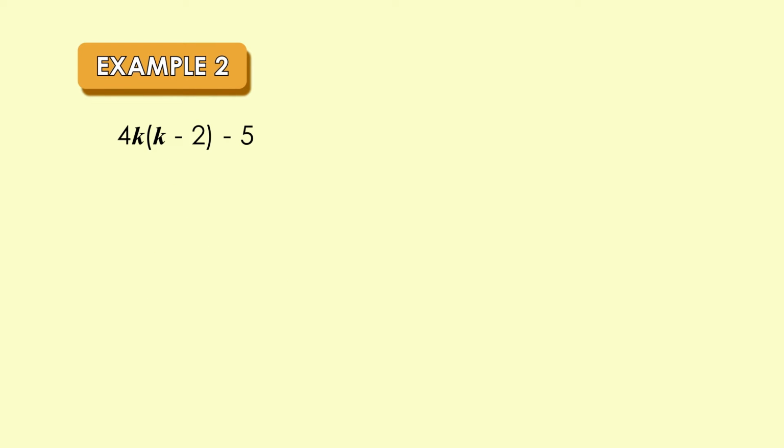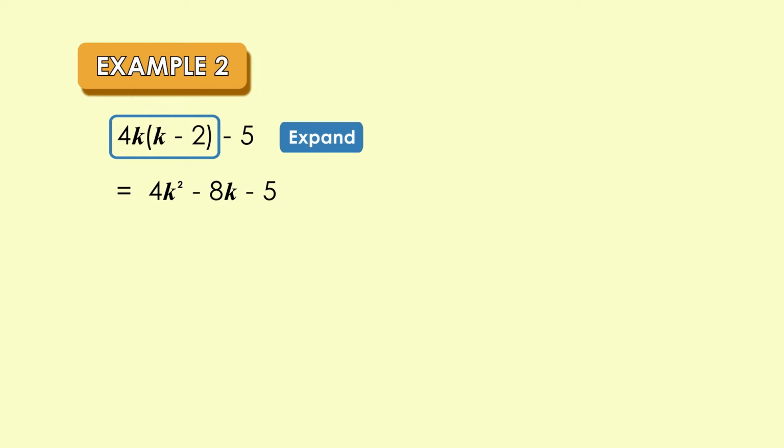Let's look at example 2. Notice the bracket in the question. We can start off by expanding the algebraic expression: 4k multiplied by (k − 2). We will obtain 4k² − 8k. Hence, the expression is 4k² − 8k − 5.